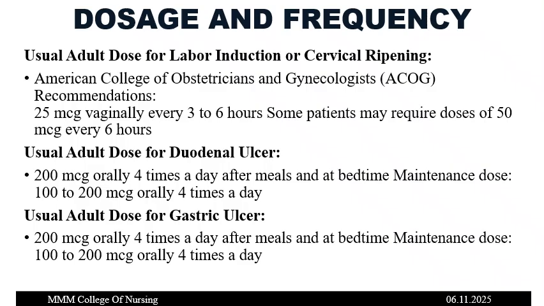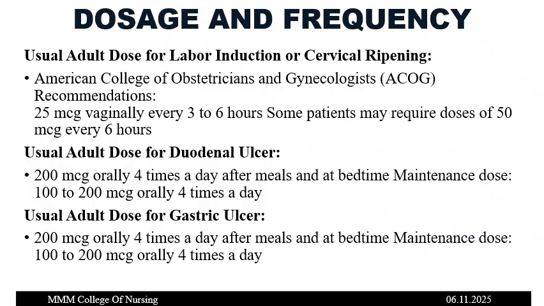Adult dose for labor induction and cervical ripening: the American College of Obstetricians and Gynecologists recommends 25 micrograms vaginally every 3 to 6 hours. Some patients may require doses of 50 micrograms every 6 hours. So this is the dosage for labor induction and cervical ripening.